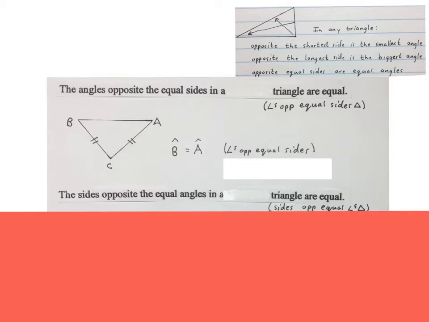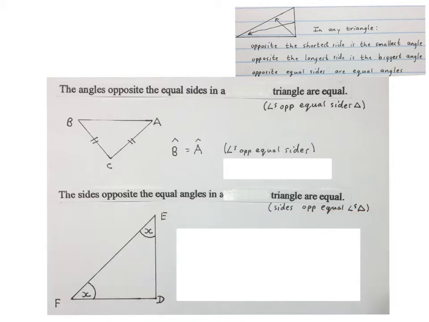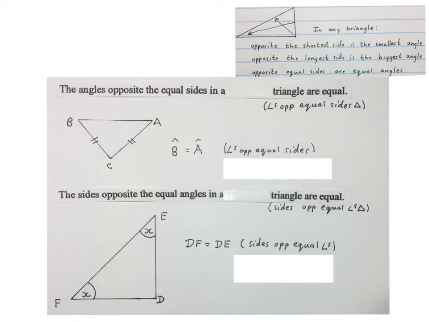Remember, in most places in maths, we go forward and backward. Here is the converse of the previous theorem. It says, the sides opposite equal angles in a triangle are equal. Abbreviation, sides opposite equal angles. Example, if they give you a triangle like this and they indicate that that angle and that angle is equal, you will write DF is equal to DE. This line and this line is equal.